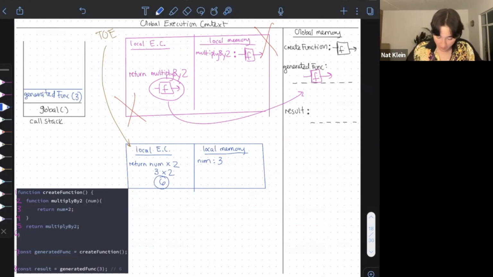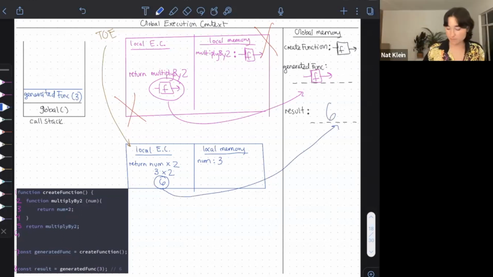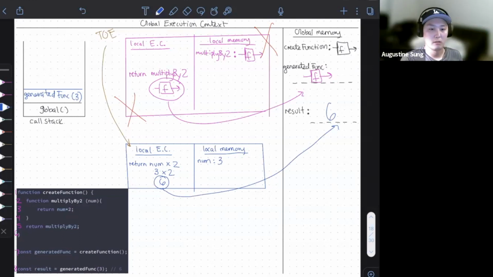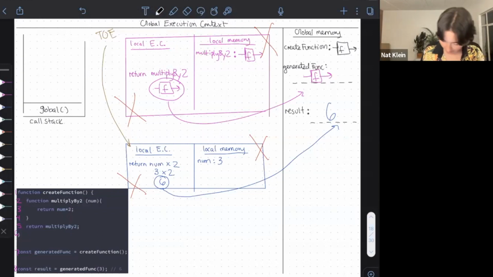So where does this 6 get returned out to? That 6 would be returned back to our global memory under result. Awesome. There it is. All right. And have we reached the end of generated func? Have we done everything that this function was asking us to do? Yes. Yep. So what happens now? We're going to garbage collect our local execution context, pop off the generated func stack frame, and weave our thread of execution back into the global. Awesome. I tore down one of the walls of our call stack in the process, but yes, totally correct. We are going to pop off that stack frame from the call stack. So now global is back on top.